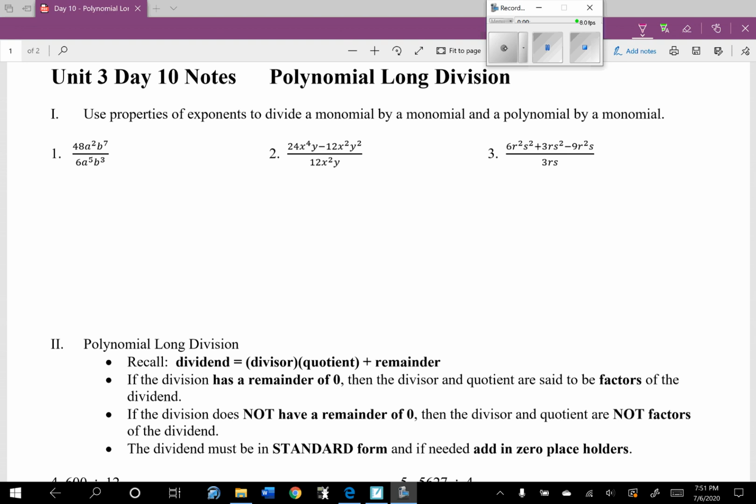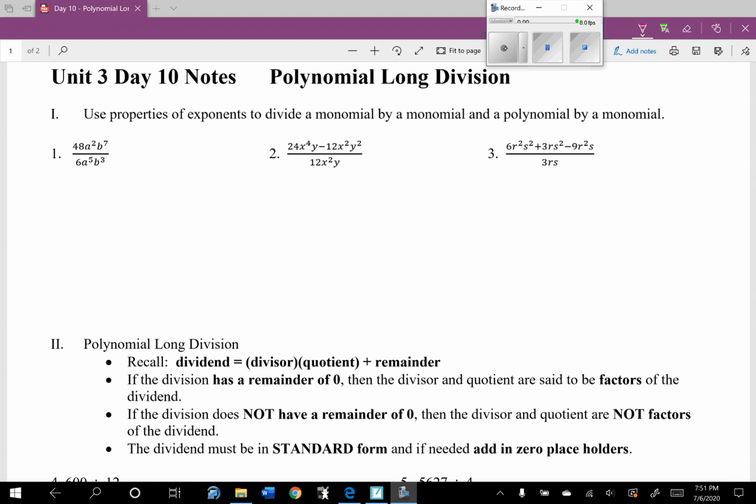Today we're going to talk about polynomial long division. So for the first part, we're going to use the properties of exponents to divide a monomial by a monomial and a polynomial by a monomial term. So remember that monomial just means one term, polynomial means many. And remember, terms are separated by addition and subtraction.